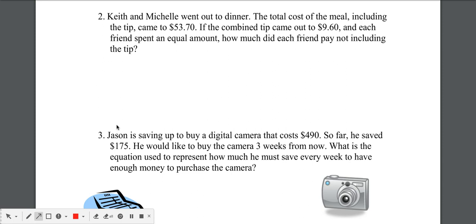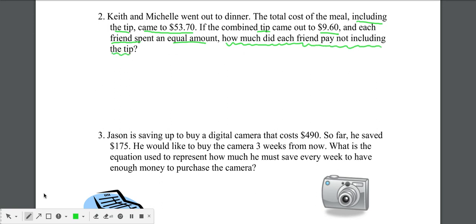So I'm just going to underline some stuff as we go, that's our steps, right? Remember to underline as we go. Here's the total, and that actually includes the tip. That's some more important information. And the tip was actually right here. The actual tip amount is $9.60. So each friend spent an equal amount. Here's our question that we care about: how much did each friend pay, not including the tip?